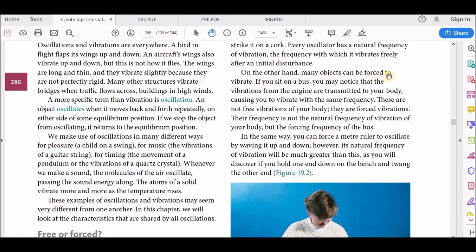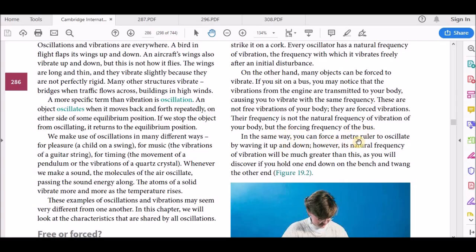On the other hand, many objects can be forced to vibrate. If you sit on a bus, you may notice that the vibrations from the engine are transmitted to your body, causing you to vibrate with the same frequency. These are not free vibrations of your body, they are forced vibrations. So the bus moves up and down, and that causes you to also move up and down. So you are caused to vibrate due to that force from the bus. So it is a forced oscillation. Their frequency is not the natural frequency of vibration of your body, but the forcing frequency of the bus.